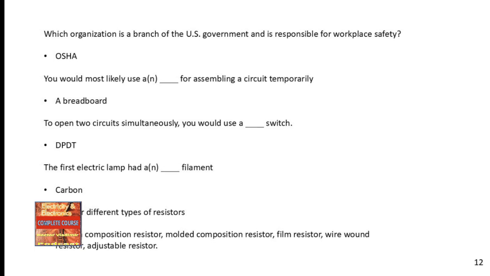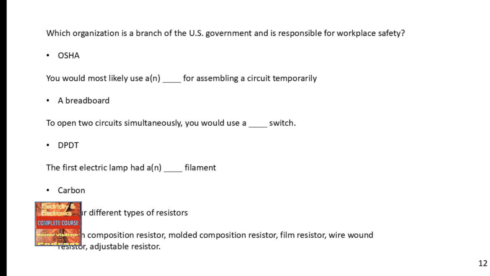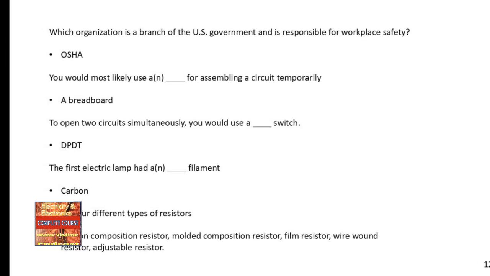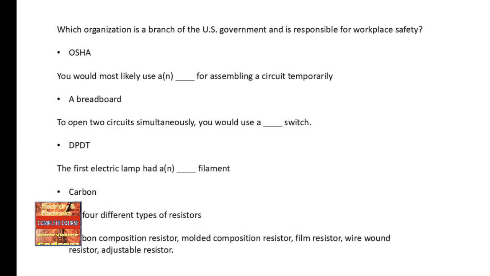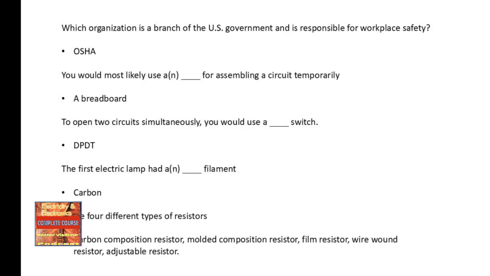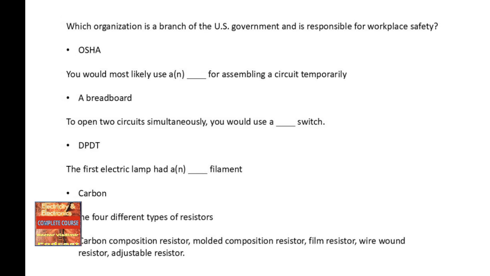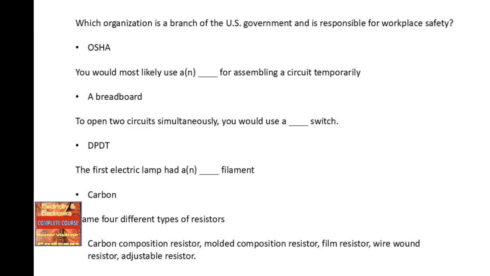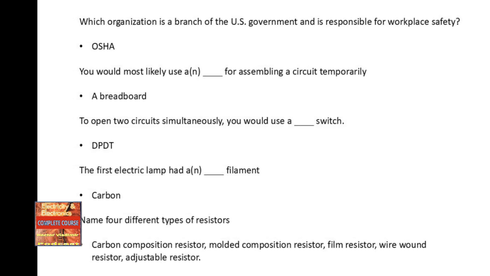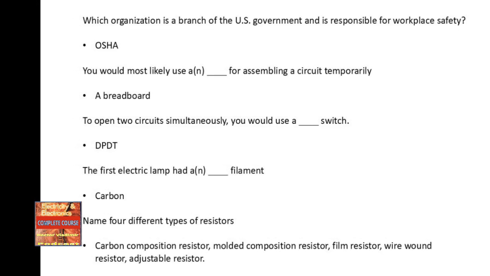You would most likely use a blank for assembling a circuit temporarily: a breadboard. To open two circuits simultaneously, you should use what type of switch? A double pole, double throw switch. The first electric lamp had a blank filament, fill in blank. It had a carbon filament, later replaced by tungsten and other metals.